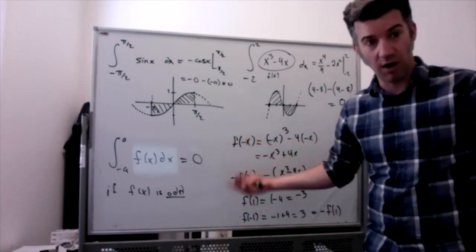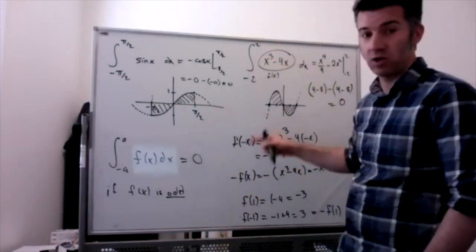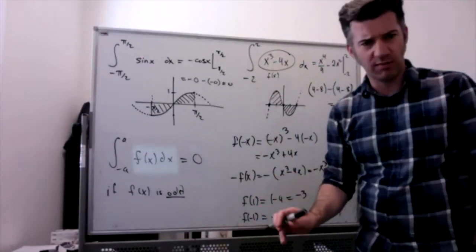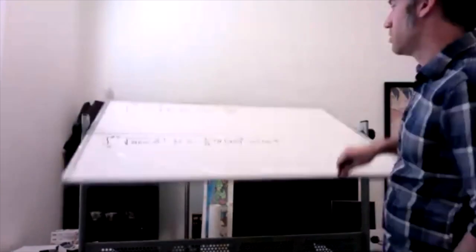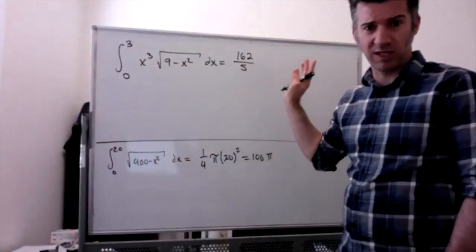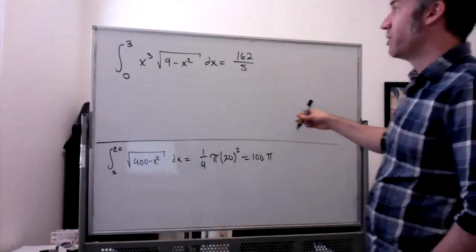So f of x is odd, which means this integral from negative 2 to 2 of this odd function has to be 0. Okay, we'll deal with even ones in a minute. So what I really want to get at is there was a homework question, I think like homework question 19 or 20. I think this is the second one where it's an odd function. So they tell you something.